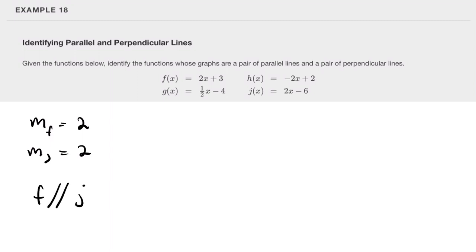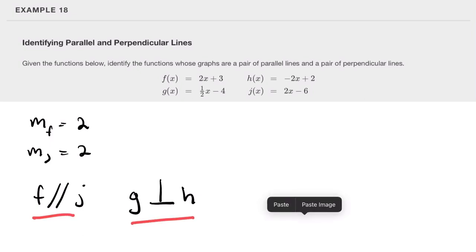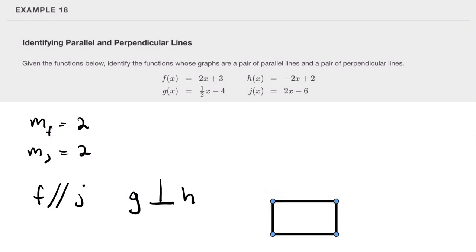And then it looks like that implies that the function g is perpendicular to function h. Notice that the slope of g is 1/2, and the negative reciprocal of 1/2 is -2. If we took the slope from g and we multiplied it by the slope from h, we get a result of -1, right? These are the shorthands for parallel and perpendicular. Okay, so we're saying that f is parallel to j and g is perpendicular to h.